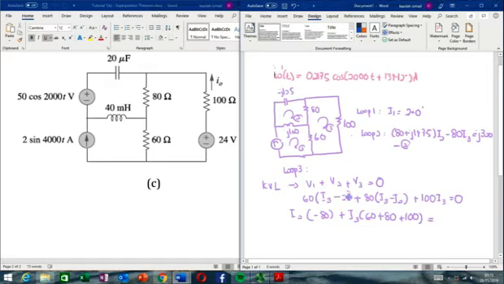Okay, and for I1, this one, so we transfer to right hand side, we will get positive 2 multiplied with 60, which is 120. Okay, so the negative 80 I2 plus with 240 I3 equal to 120.